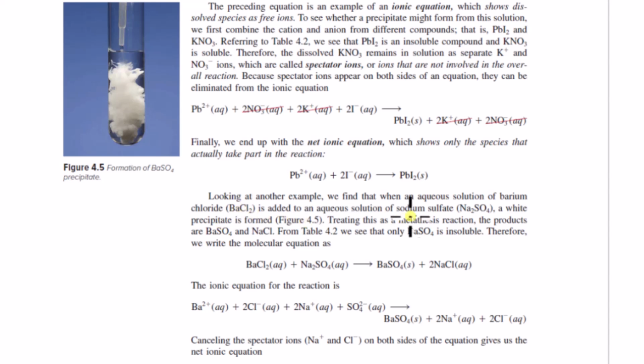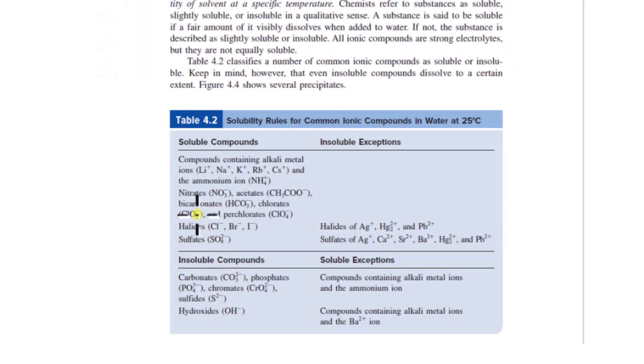Barium chloride and sodium sulfate are both aqueous, it's telling us. So when you combine the solutions, you're going to treat it as a metathesis reaction. You ask, what happens when the barium 2+ interacts with the SO4 2-, and what happens when the Cl- interacts with the Na+? If we look at the solubility table, sulfates are all soluble with the exception of barium. So barium sulfate is insoluble. What about sodium chloride? All compounds containing sodium are soluble, so not sodium chloride.